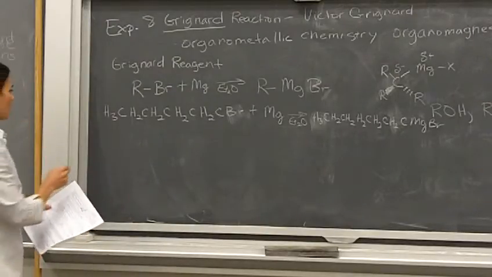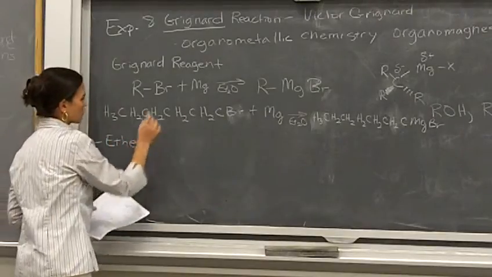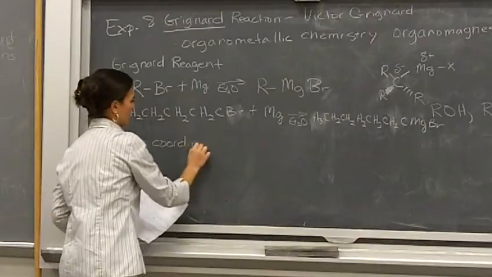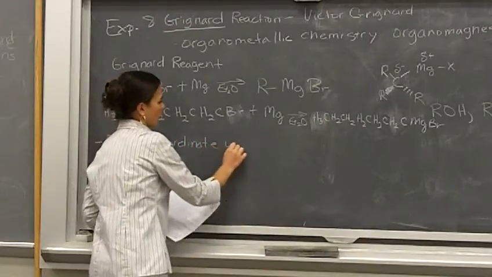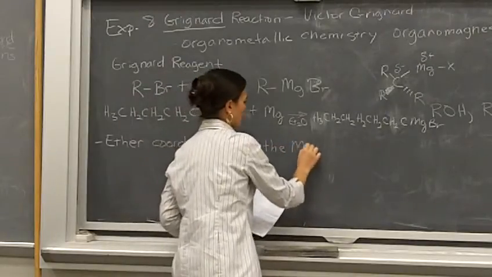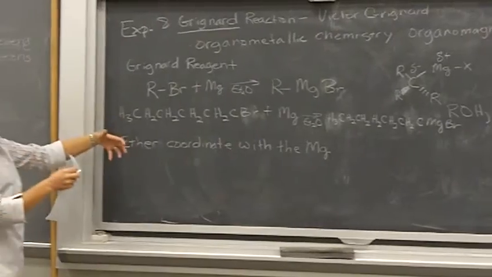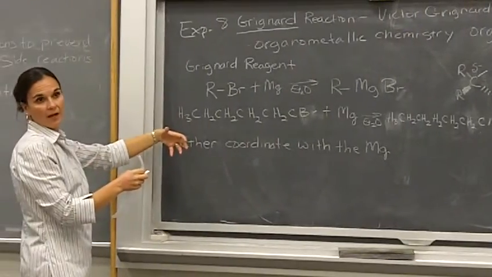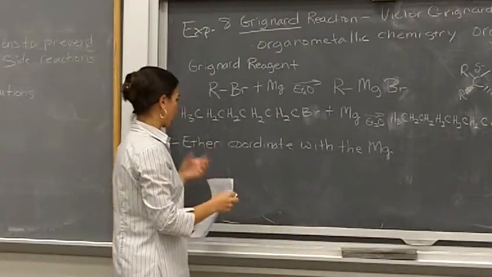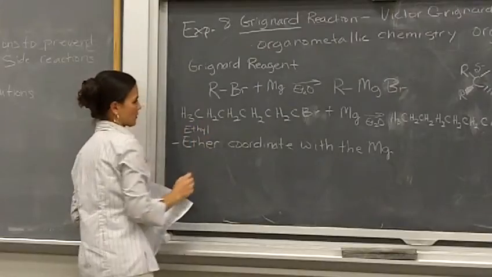Now, the reason that we use ether is for it to coordinate with the magnesium. So we need it to be able to solubilize that magnesium so that it can react with our alkyl bromide, all right? And ether solvents are good at that. Ethyl ether is good at that, so is THF.